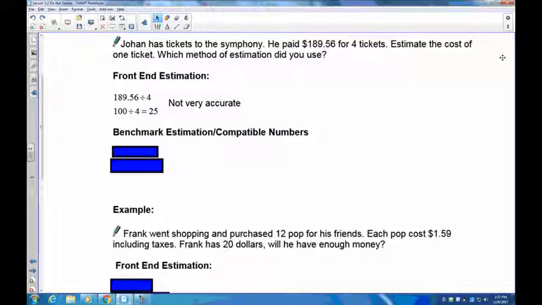However, benchmarking compatible numbers, 189 is very close to 200. And 4 can be rounded up to 5, and 200 divided by 5 is 40. Or you might have just been able to go 200 divided by 4, okay, and that would be 50. So either one would work, okay? So basically we're talking about either $40 or $50 for 1 ticket. So if you did your calculations, you came up with around $40 to $50, you know you did it correctly.